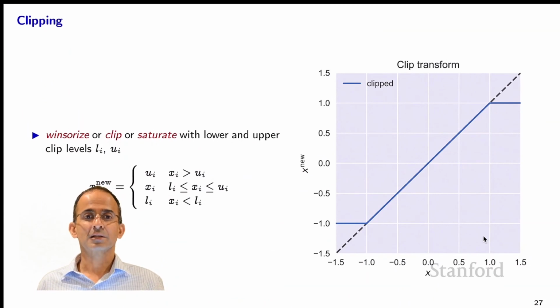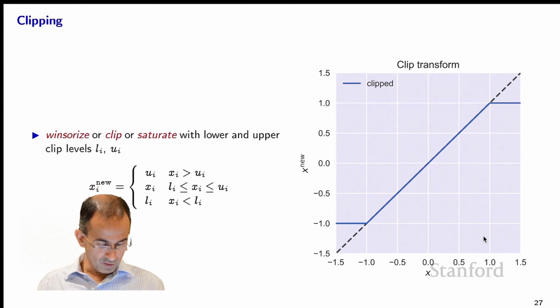Another thing you can do is clip. This is also called saturation or Windsorizing. There's a nice little formula for it here. The new x is equal to x if x is between L and U, or it's equal to U when x is greater than U, or it's equal to L when x is less than L. And that saturates like this.